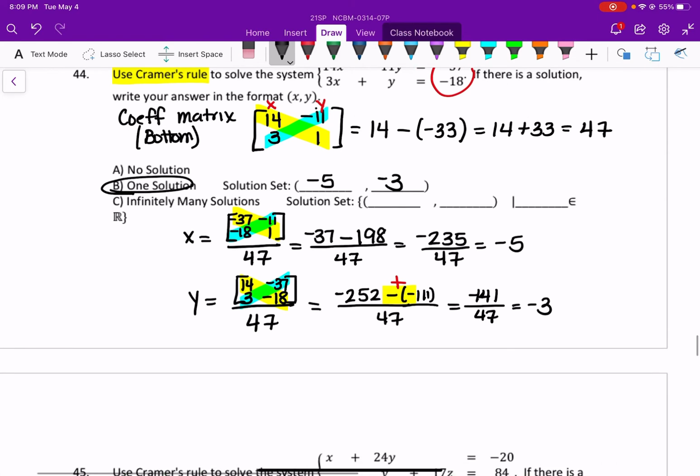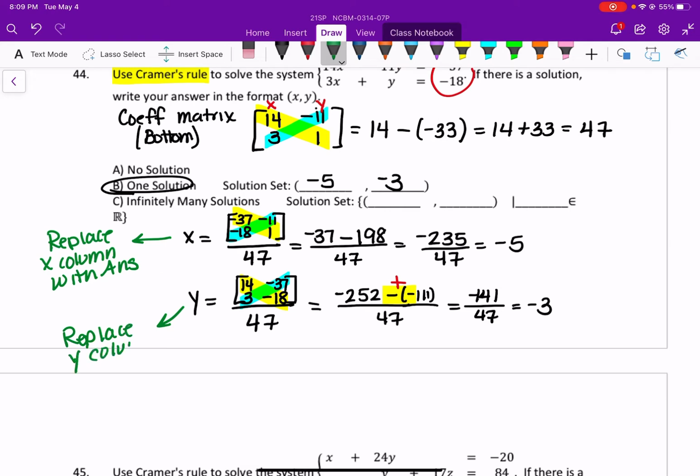The biggest thing when you're doing these is to remember that here for your x, we replace the x column with the answers. And then here for the y, we replace the y column with the answers. And other than that, you're just finding those determinants for the 2x2s.